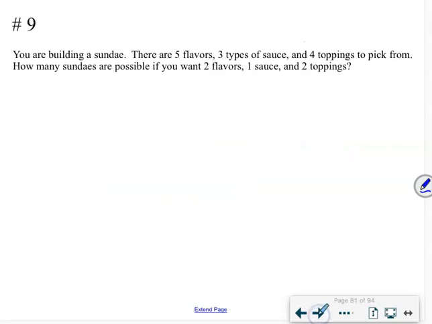Number 9, you are building a sundae. There are 5 flavors, 3 types of sauce, and 4 toppings to pick from. How many sundaes are possible if you want 2 flavors, 1 sauce, and 2 toppings? So I'm just going to try to color code this for us. This is a compound combination. It doesn't matter what order you pick the 2 flavors. If you get vanilla and then chocolate, that's the same as chocolate then vanilla.